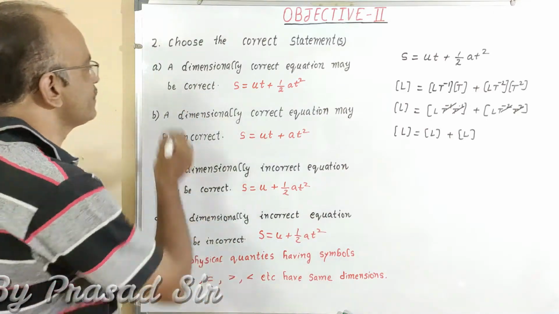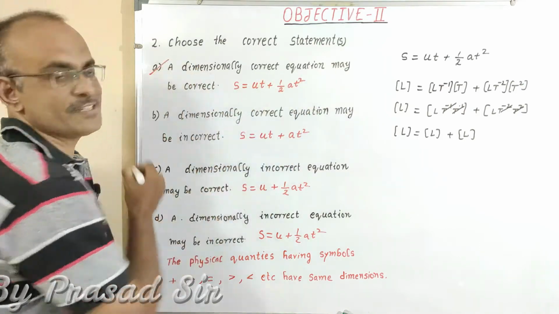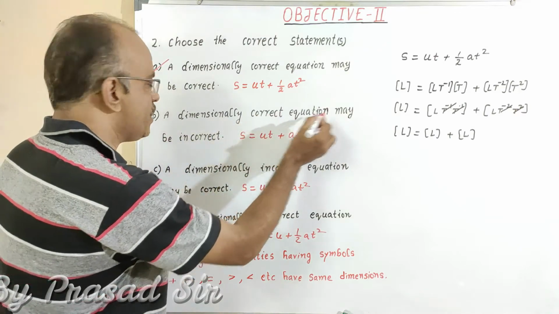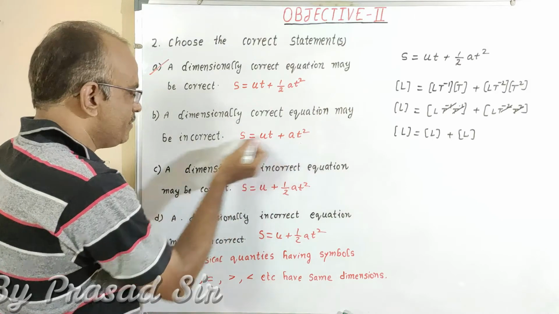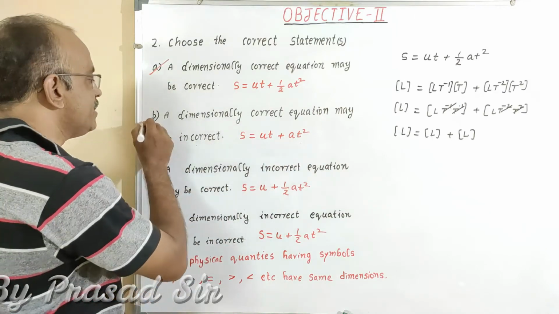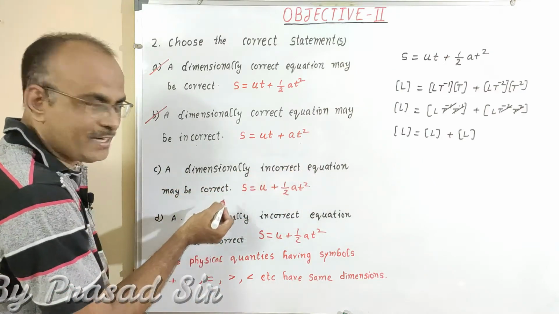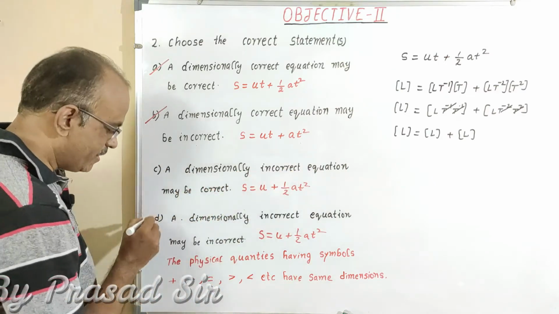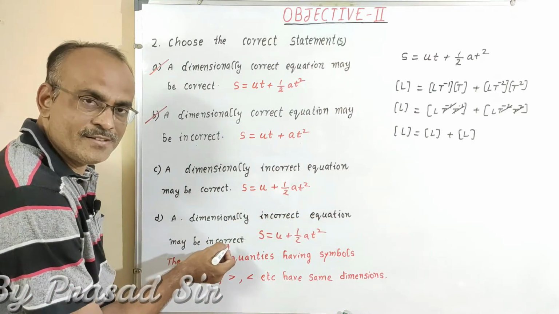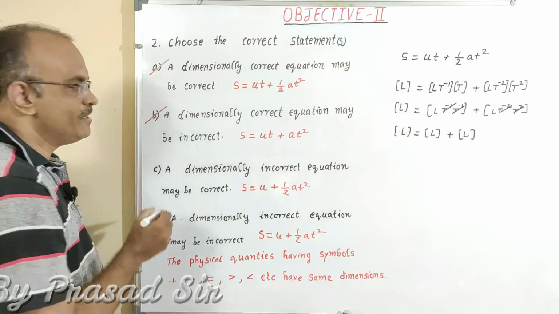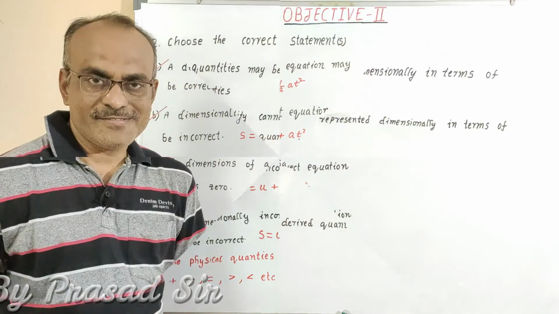Observe again. A dimensionally correct equation may be correct. Yes, it is correct. A dimensionally correct equation may be incorrect. Dimensionally correct equation, but it is incorrect. So it is also correct. Next, a dimensionally incorrect equation may be correct. No, it is wrong. D, a dimensionally incorrect equation may be incorrect. Yes, it is also right. So A, B, D are the right answers for this question.